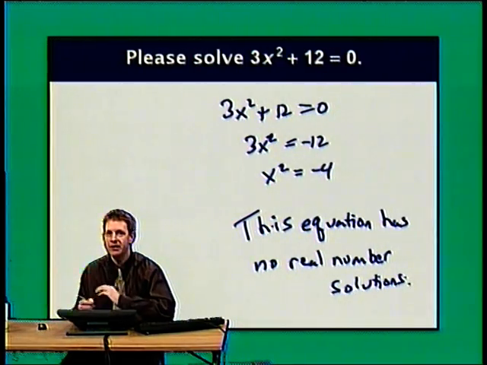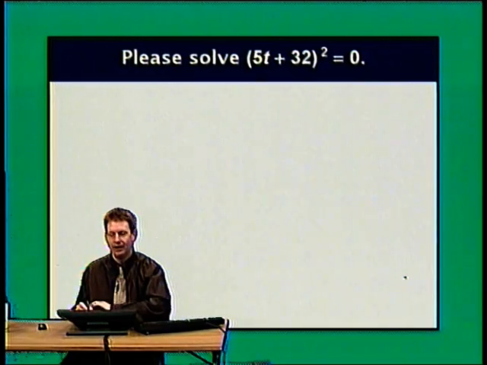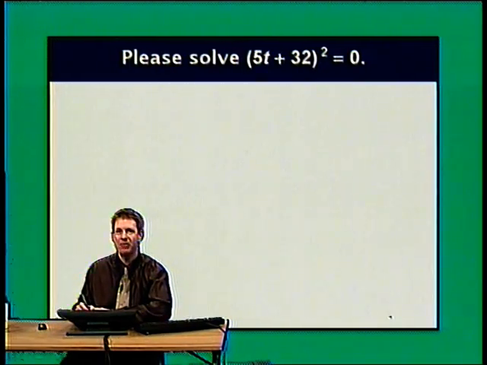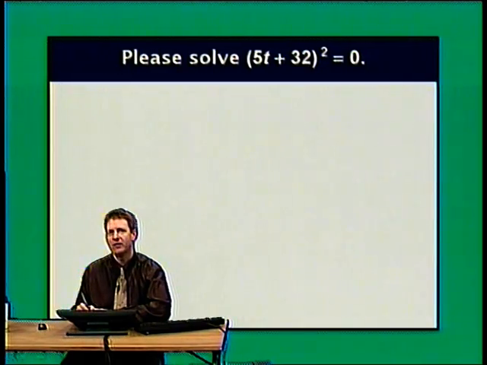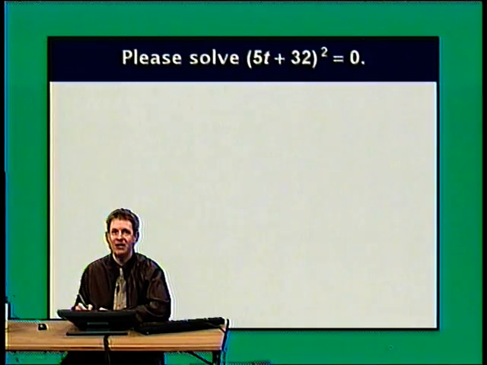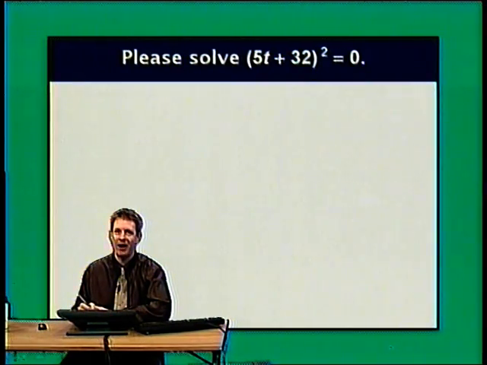Not every equation has a real number solution. We just showed that. How about this equation? 5t plus 32 quantity squared equals 0. Well, one way we could solve this equation is we can think of this as the product of two factors of 5t plus 32 and equals 0 and use the zero product property.